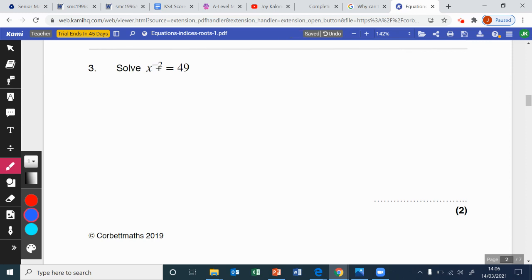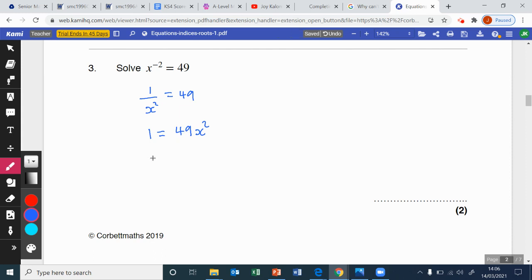We've got x to the power of minus 2 equals 49. I think a good way to do it is to write this without the negative power. So x to the power of minus 2, well, that is the same thing as 1 over x to the power of 2, and that equals 49. Now, if we apply cross multiplying, we get 1 equals 49 x squared. So that's multiplying both sides by x squared.